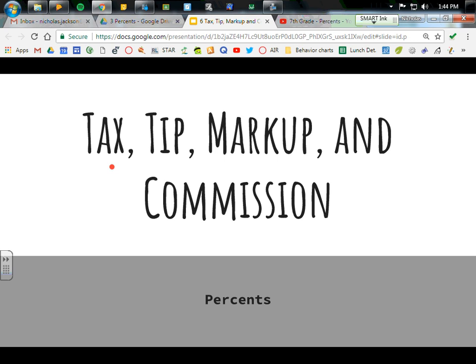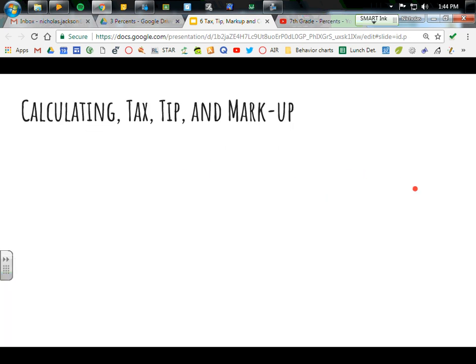But looking at tax, tip, commission, and markup, what makes them all similar is that you have a price, and there's some sort of an increase going on. There's some sort of additional money being applied or made, or what have you. All right, there's kind of a lot to go through, so let's get started.